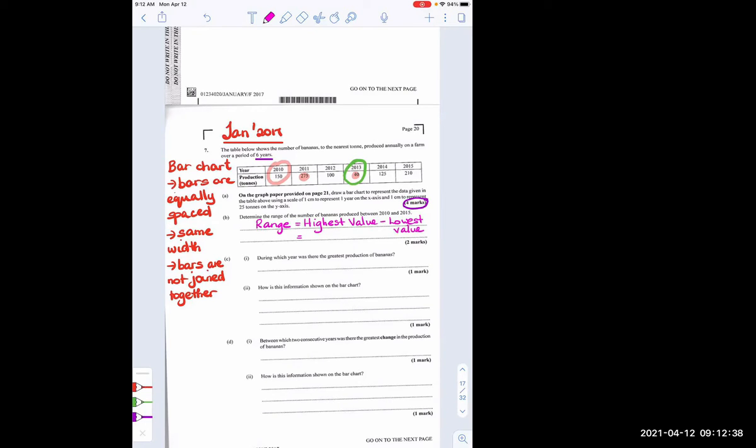So work it out for me. And don't shout out the answer. I will ask you what is the answer. Give everybody a chance to work it out. The highest production of bananas minus the lowest production of bananas. And write the answer in your mathematics book.